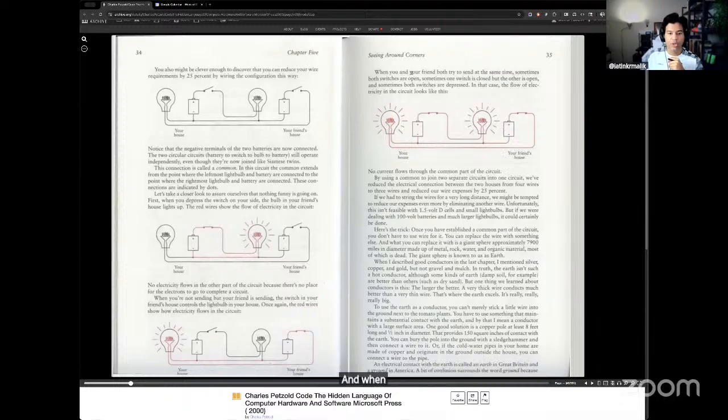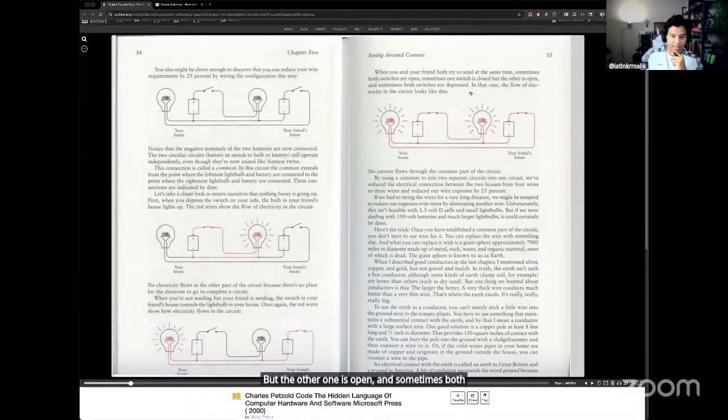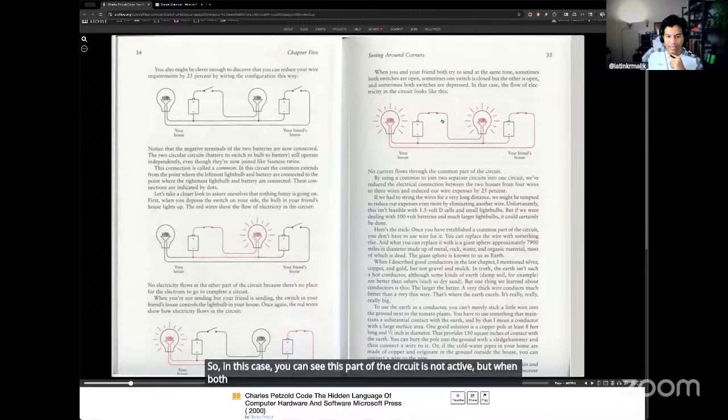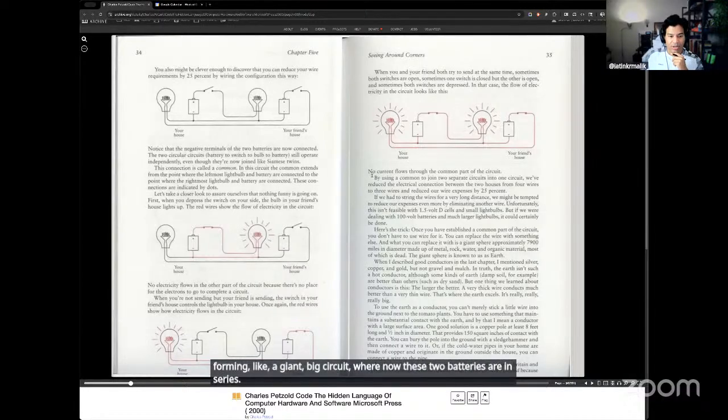And when you and your friend both try to send at the same time, sometimes both switches are open, sometimes one switch is closed but the other one is open, and sometimes both switches are depressed. In that case, the flow of electricity in the circuit looks like this. You can see this part of the circuit is not active, but when both are active, it forms a giant circuit where these two batteries are in series. So now no current flows through the common part of your circuit.